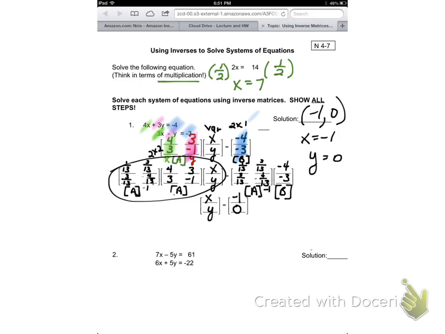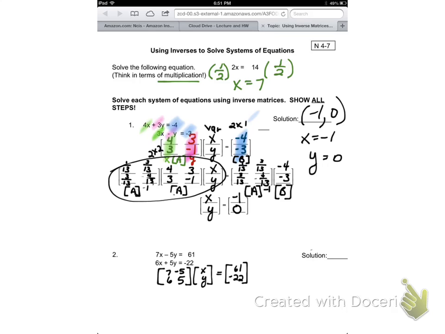Alright, so let's work on the next problem down here. Okay. Set up our first matrix. You're going to put 7, -5, 6, 5. Your variable matrix is x, y, equals, and you have 61 and -22.